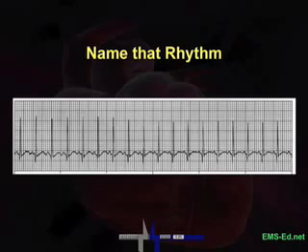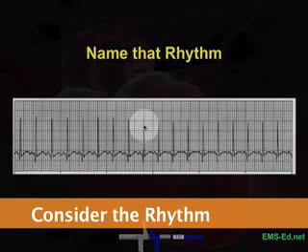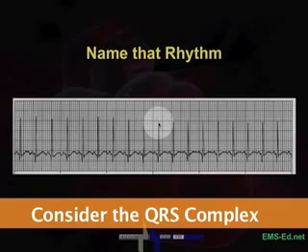Okay, now this is definitely fast. Let's see how fast. Here's a nice R wave right on top of a dark line. So this is 1 big box, that'd be 300. This is 2 big boxes, that'd be 150. So this is somewhere between 150 and 300. Looks to be about 190 or so.